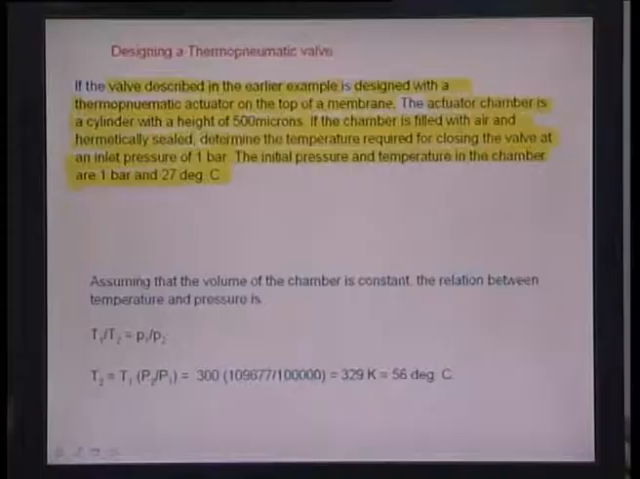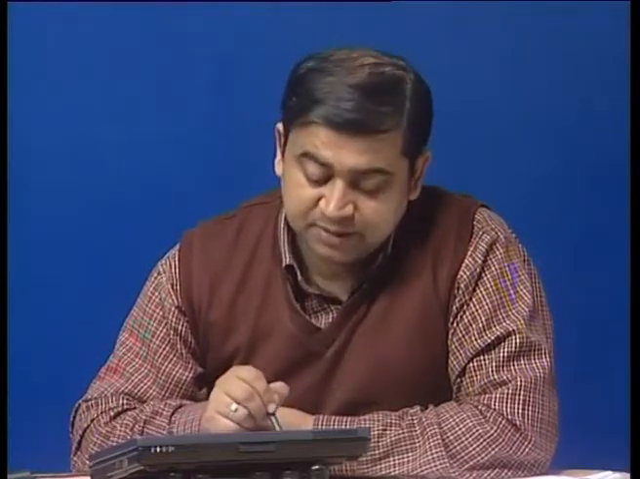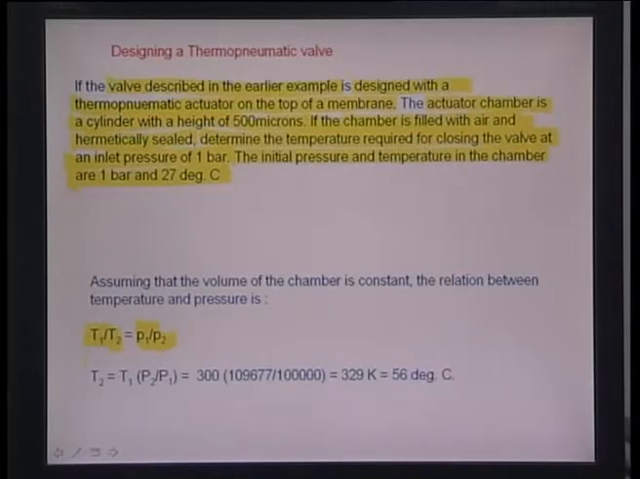So, if the chamber is filled with air and hermetically sealed, we have to determine the temperature required for closing the valve at an inlet pressure of about 1 bar. The initial pressure and temperature in the chamber are 1 bar and 27 degrees Celsius. Again we use Charles's law: on a fixed volume, pressure is proportional to temperature. Therefore, T1 by T2, the temperature in the beginning by the temperature after the expansion, is P1 by P2, assuming the volume of the chamber is constant.